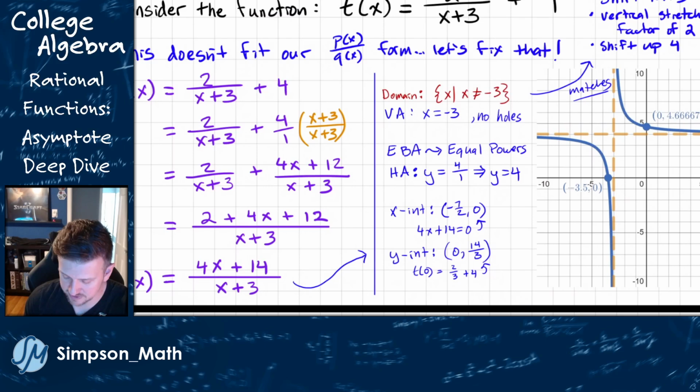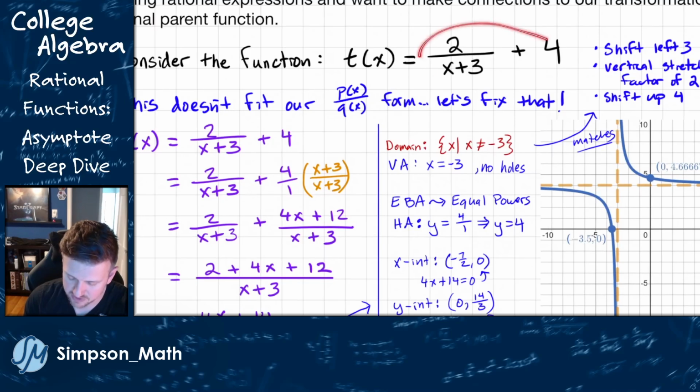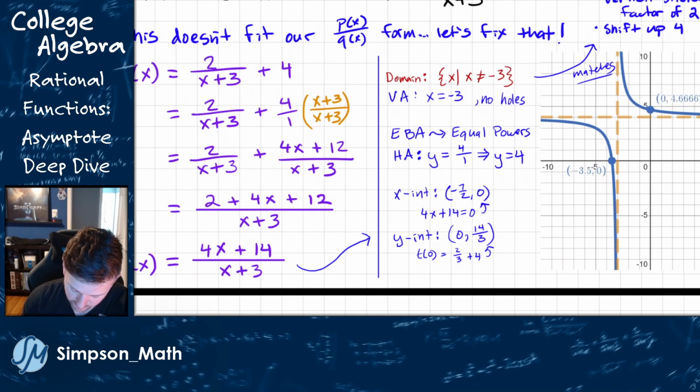Then we got a few points from our x-intercepts and our y-intercept. So the numerator equal to 0, solve, you get -7/2. Plug in 0, you get 2/3 plus 4. I want to plug it into the original one here. Or you can plug in 0 here and you would get 14/3.